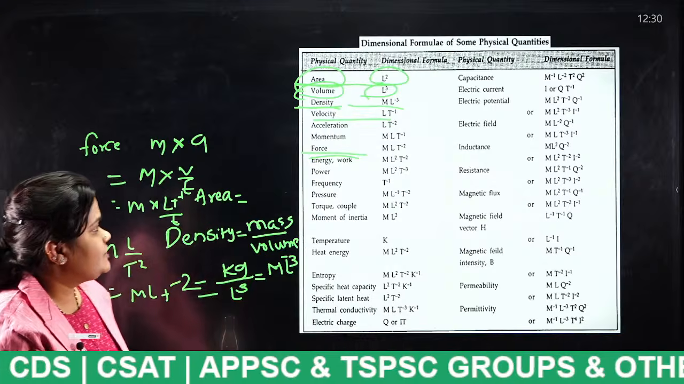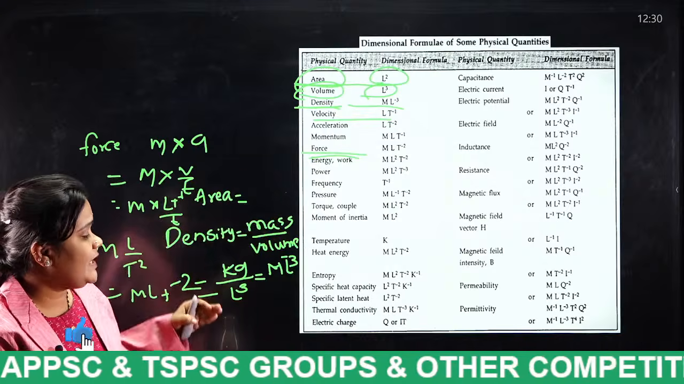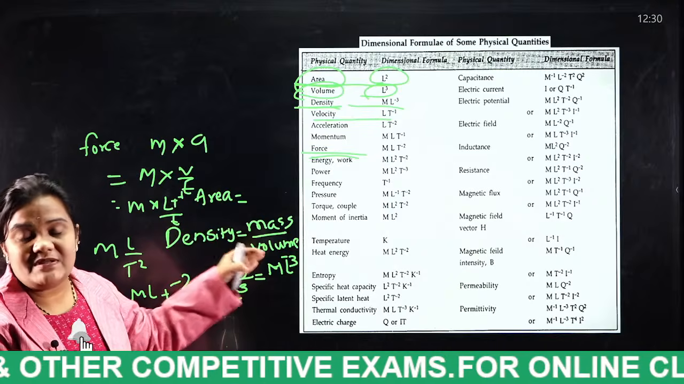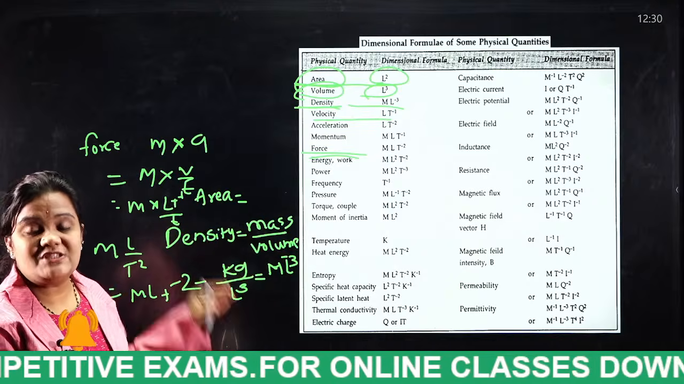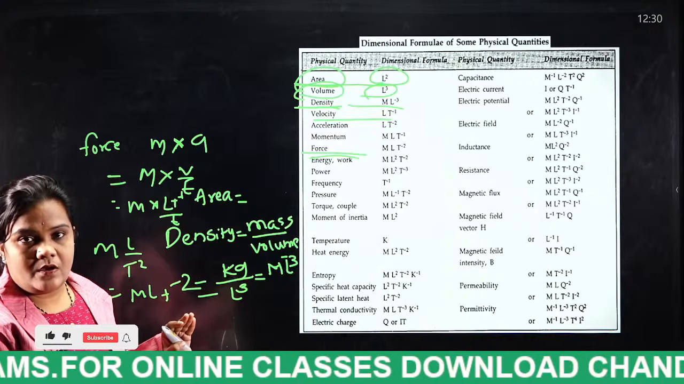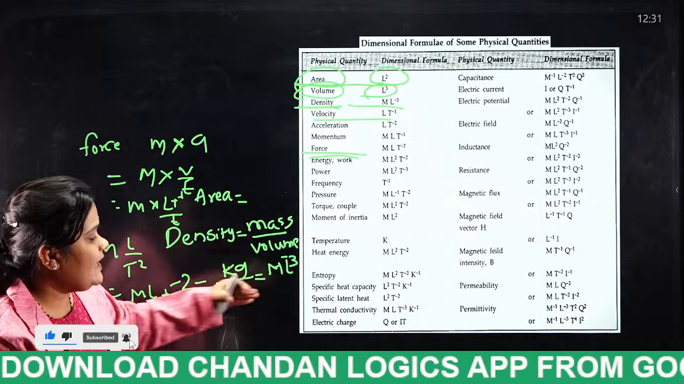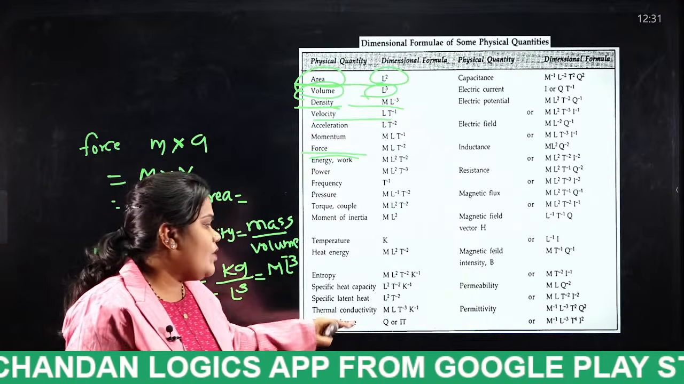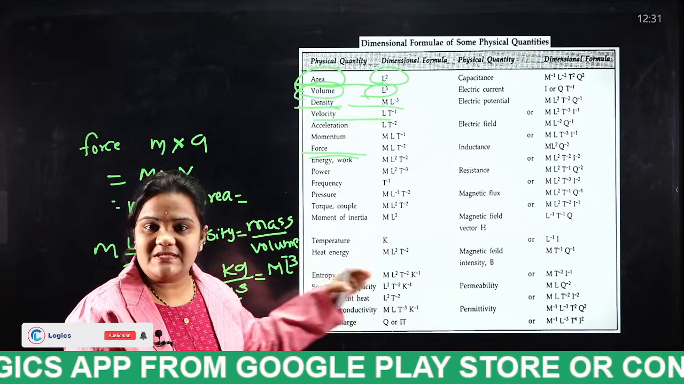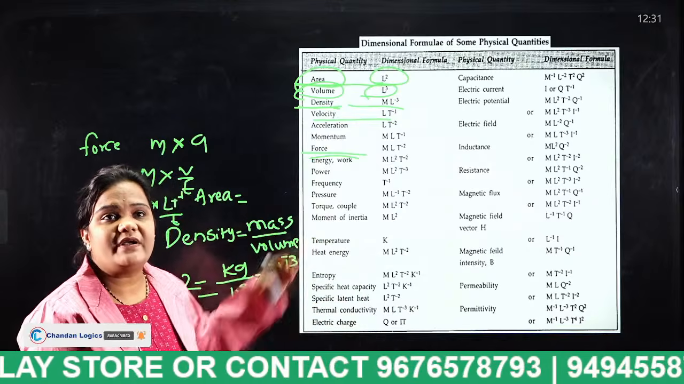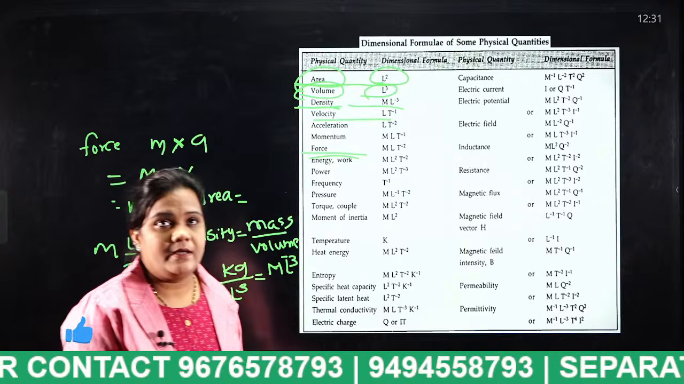Okay, next. So this is very, very important, students. You will get one question from this. Temperature: what is the dimensional formula for temperature? K. That's it. If you want anything, mention it in the comment section and I will explain. Electric charge: what is the dimensional formula for electric charge? Just Q. Make a screenshot of it, students. Very, very important. Next.